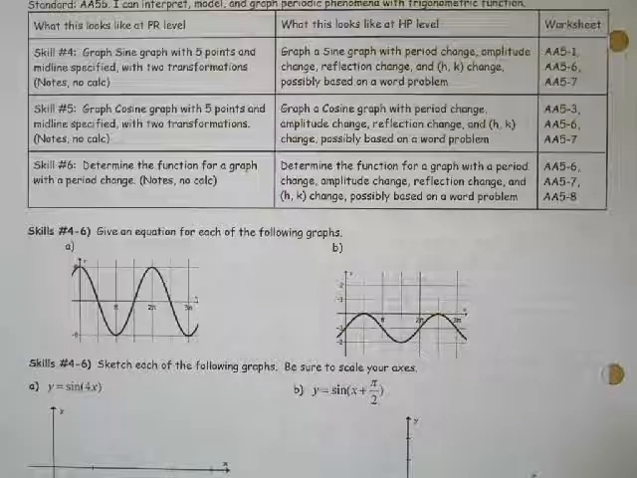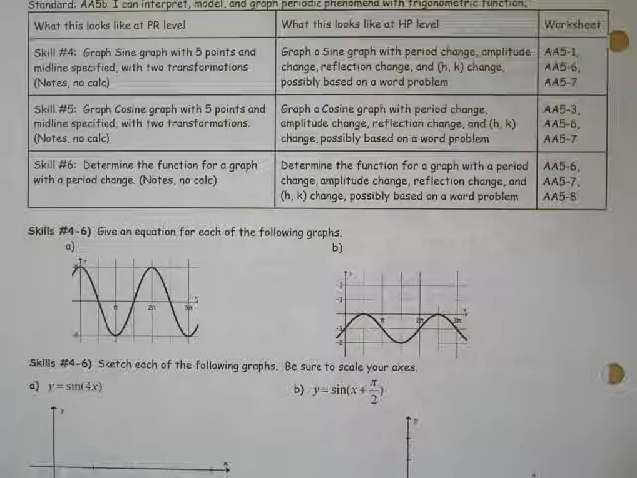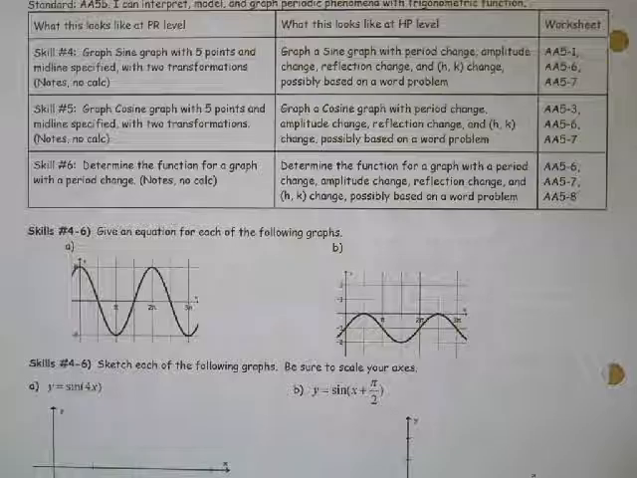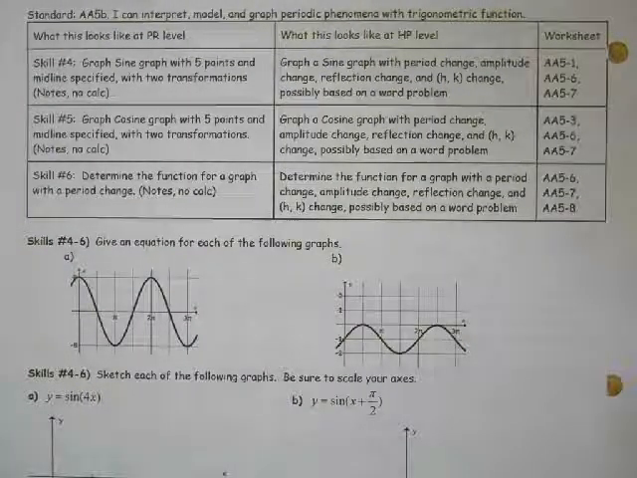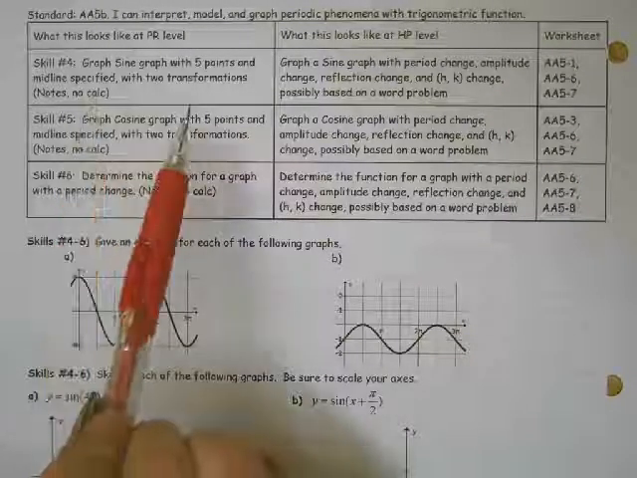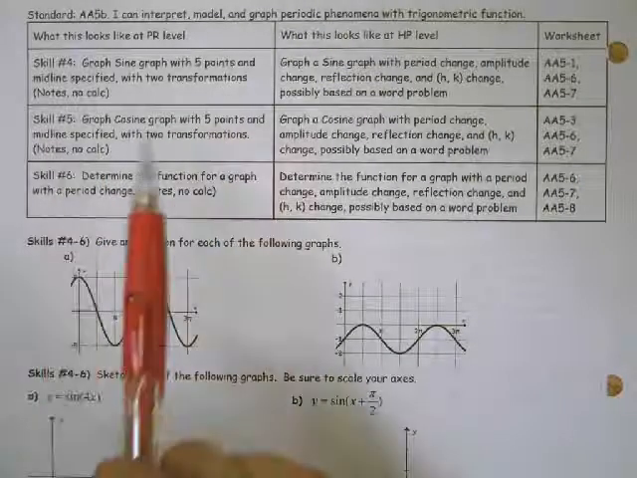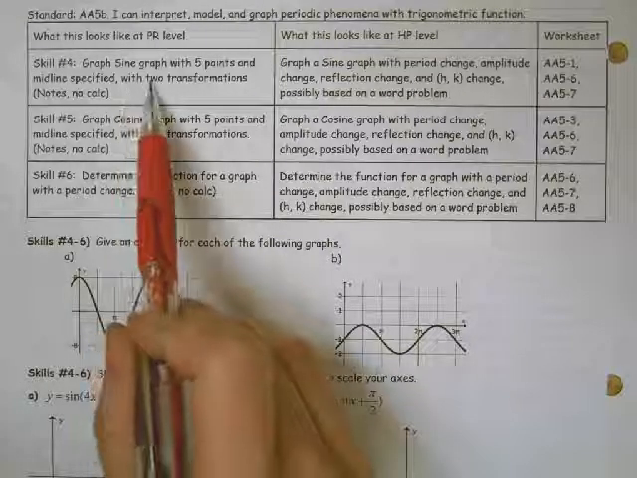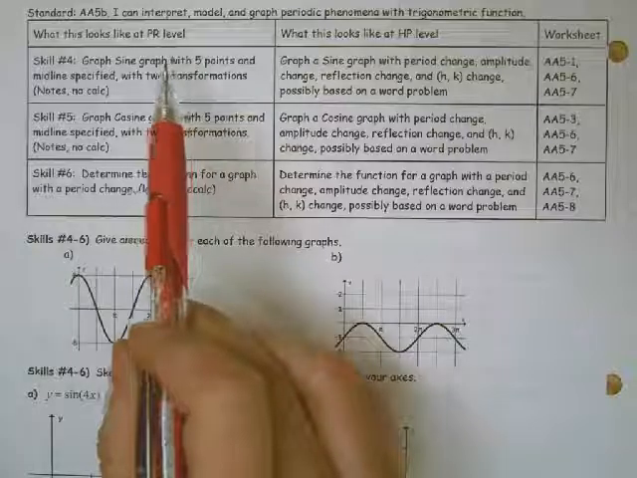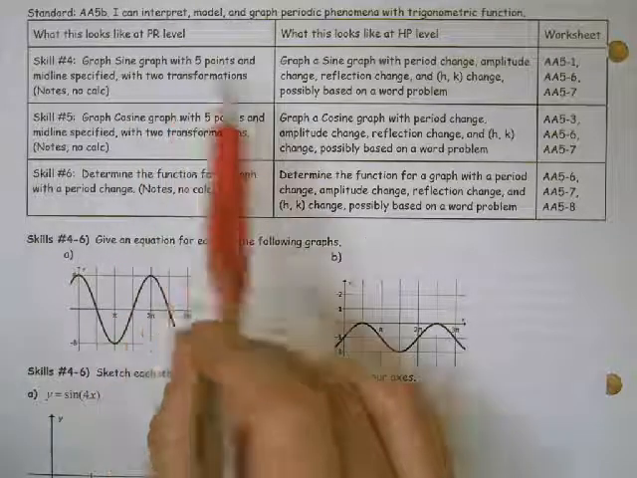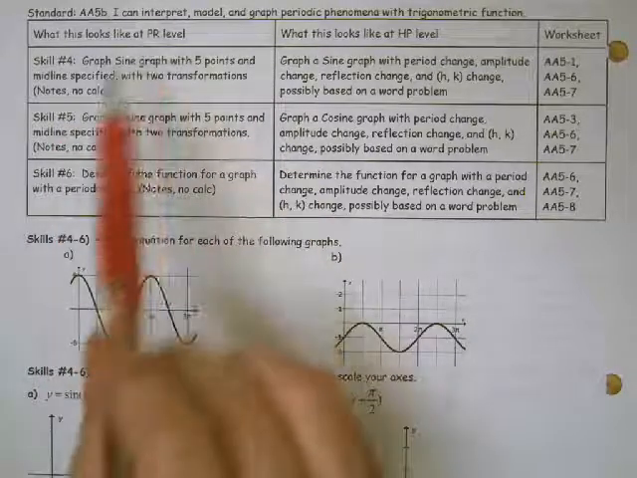The second part of the Chapter 5 test review has to do with graphing periodic functions, so graphing the sine and cosine graph. You'll be able to graph this carefully with 5 given points. Make sure the midline is specified with 2 transformations for your proficiency level. You may use your notes, but no calculator. This whole section is no calculator.